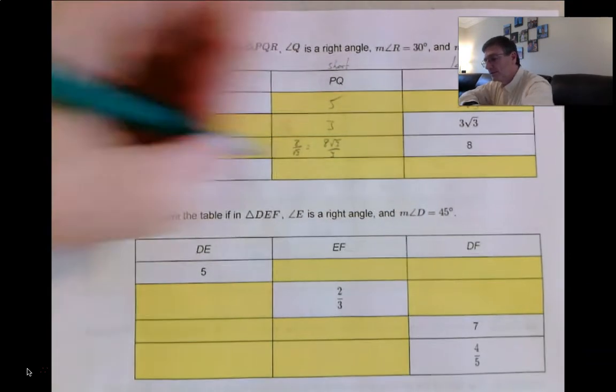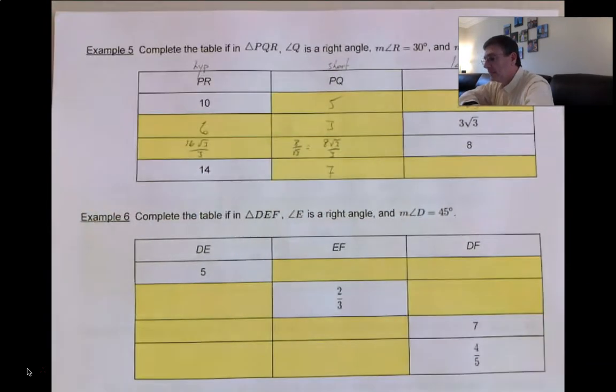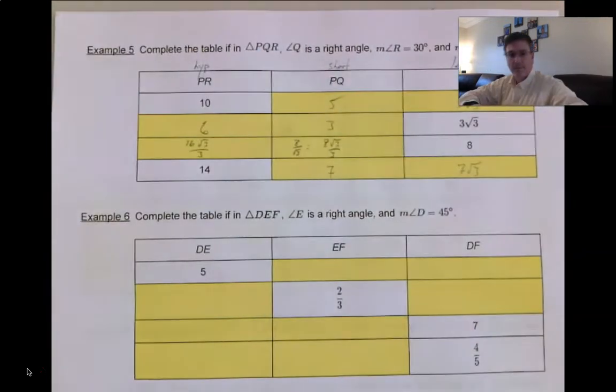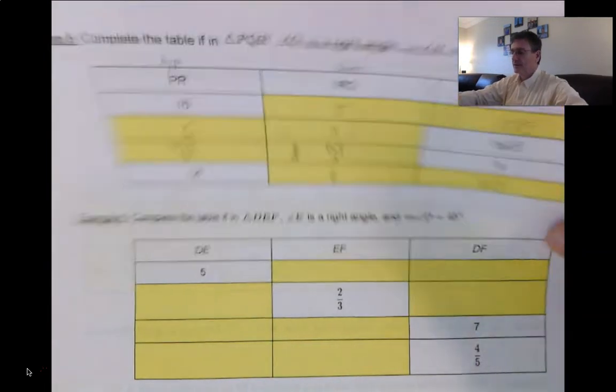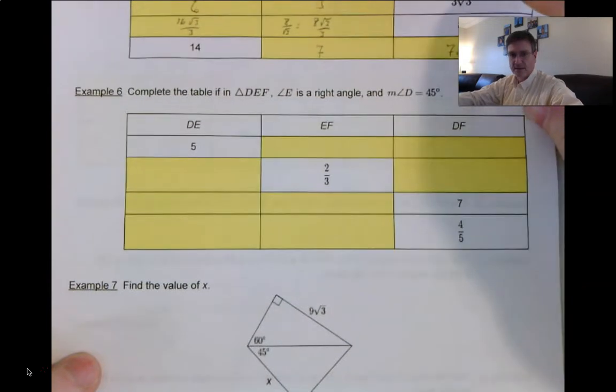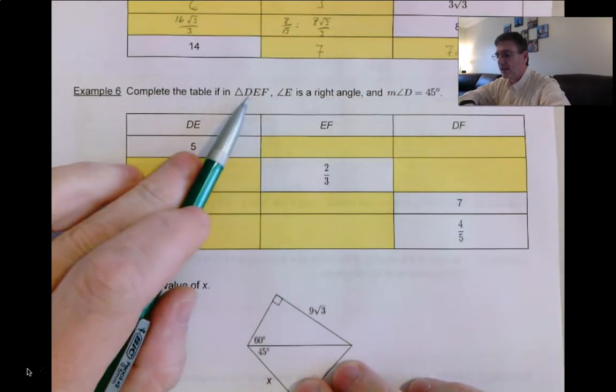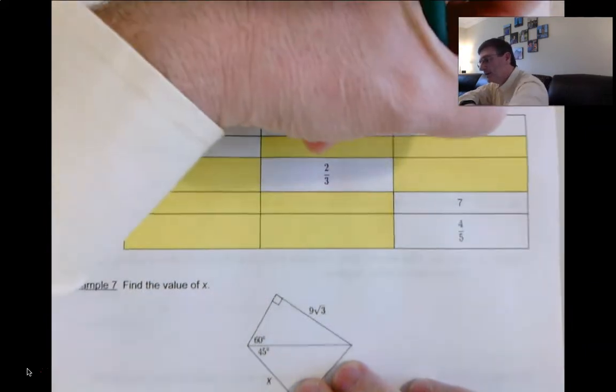Well, we know the hypotenuse is 14, the short leg is 7, and the long leg is 7 square root 3. All right, we're going to do something similar in example 6. This time we have a 45, 45, 90. E is the right angle, making DF the hypotenuse.